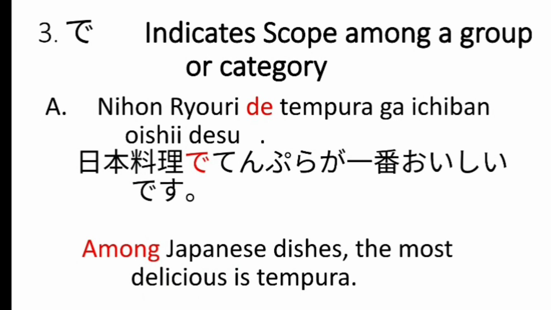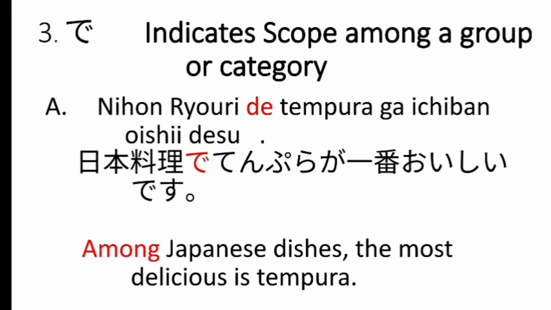Nihon ryori means Japanese dishes. So here, it indicates the scope among a group or category. In this case, the category is Japanese dishes. So among the Japanese dishes, among all of those, the most delicious is tempura. So you will need to put the de right after the category. The category that we have here is Nihon ryori. So among all those Nihon ryori, which is the Japanese dishes, then put the de after that.